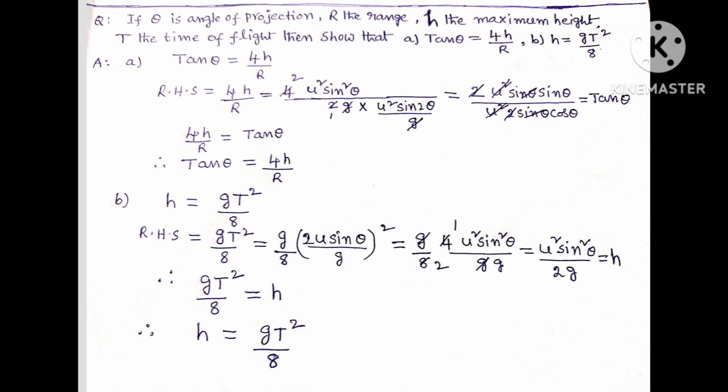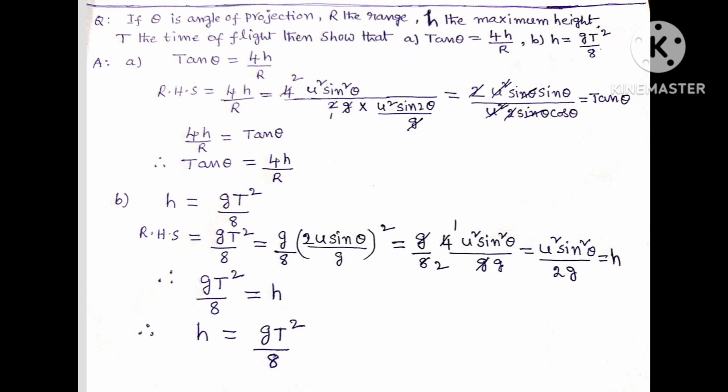Next question we are going to discuss is, if theta is the angle of projection, R the range, H the maximum height, T the time of flight, then show that (a) tan theta equal to 4H by R, (b) H is equal to gT square by 8.